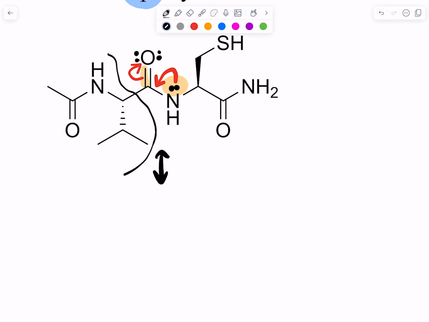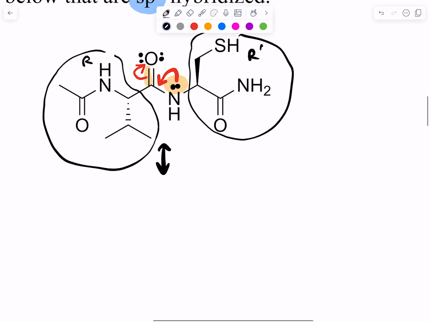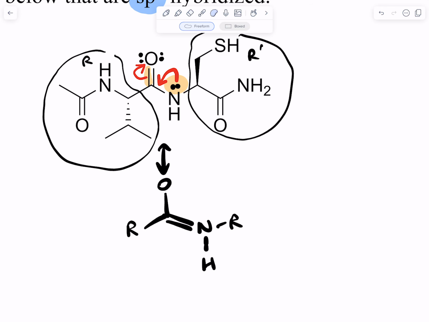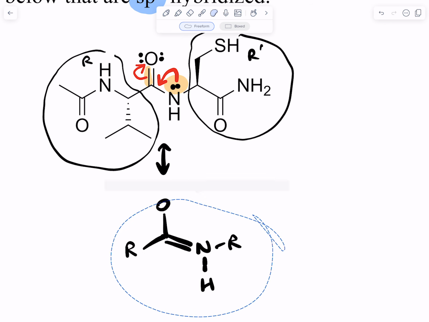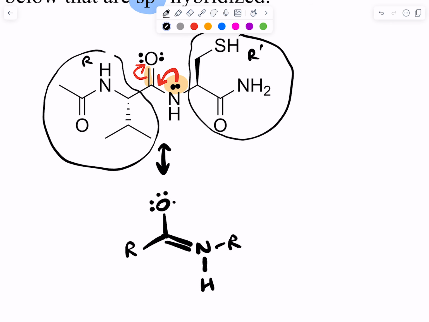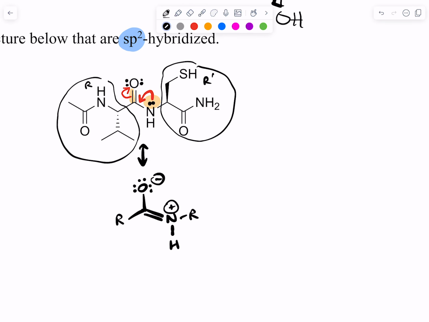And then if it's okay, I'm going to call all of this R, and I will call all of this other R. And we would draw that other resonance structure like this. Oops, sorry, missed a little bit. And we would conclude, therefore, that the nitrogen must be sp2 hybridized in order for resonance to happen. Okay, other questions about that?